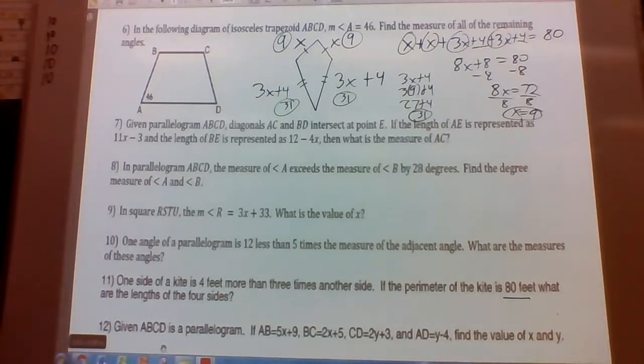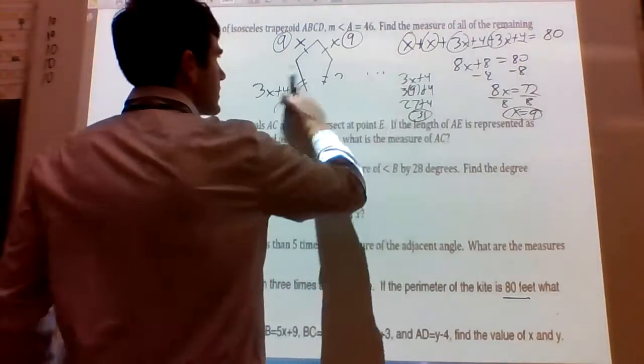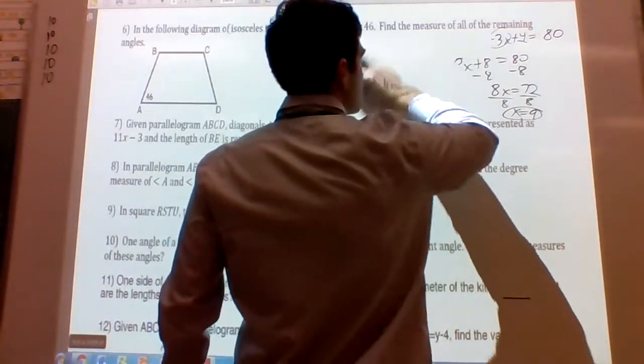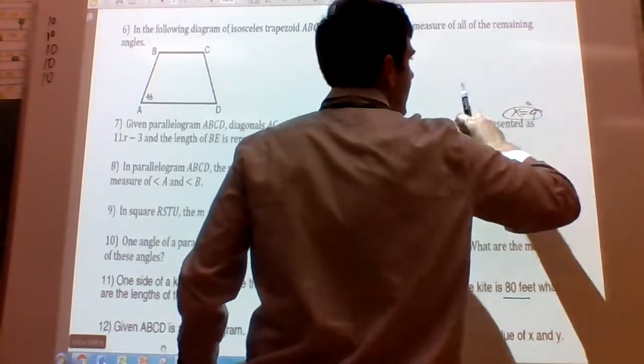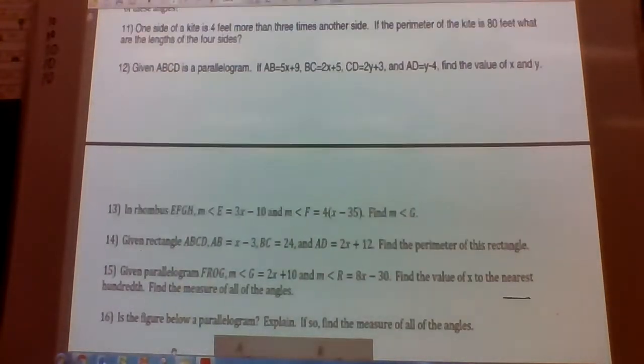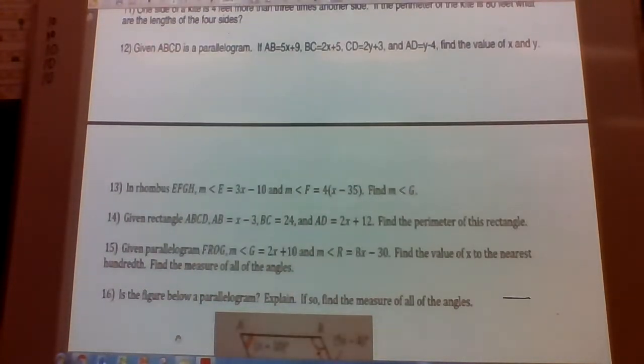Given ABCD is a parallelogram, so this is number 12. Given that ABCD is a parallelogram, AB is 5x plus 9, BC is 2x plus 5, CD is 2y plus 3, and AD is y minus 4. Find the value of x and y. This is going to be one where we probably need more room to write, because we're going to have to set our 2 equations up and then use substitution or elimination, preferably substitution. Try to maximize our space here.